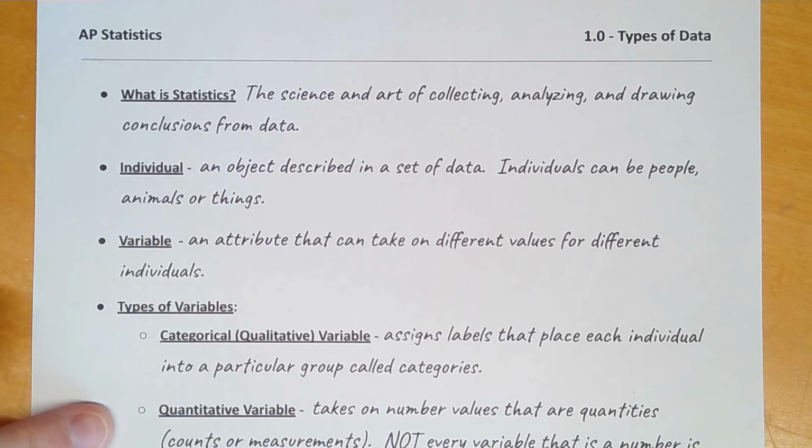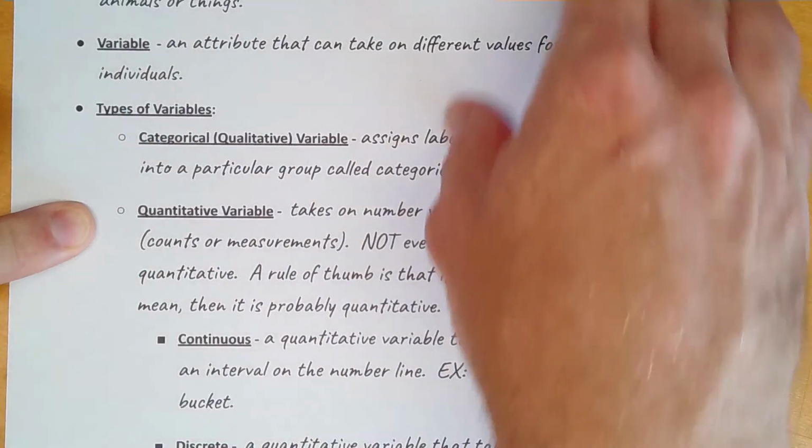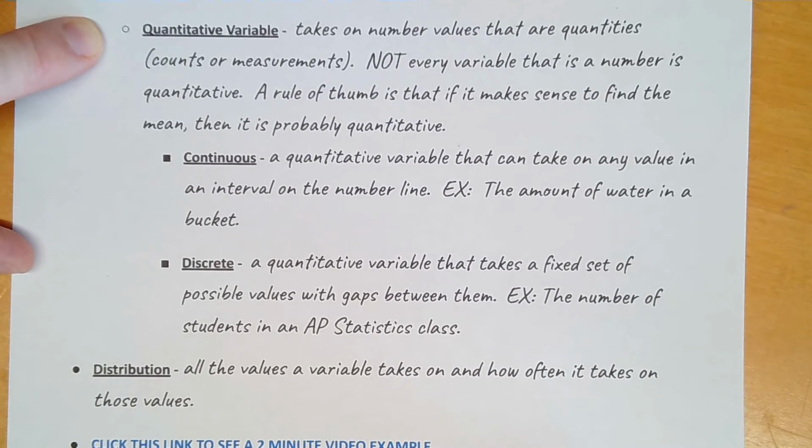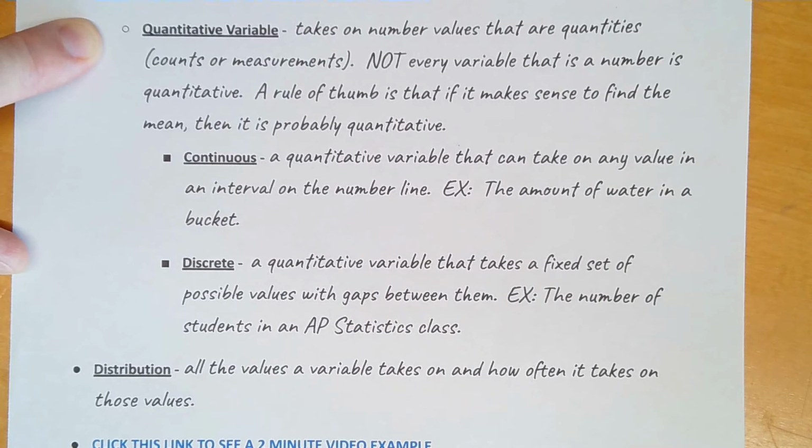Next, we have quantitative variables. Quantitative variables. This sounds like the word quantity, right? So quantity means like a numerical value. So quantitative variables take on number values that are quantities. So they have to be counts or measurements. And just a little bit of caution, not every variable that is a number is a quantitative variable. A rule of thumb is that if it makes sense to find the mean of a set of numerical values, then that data set is probably a quantitative variable.